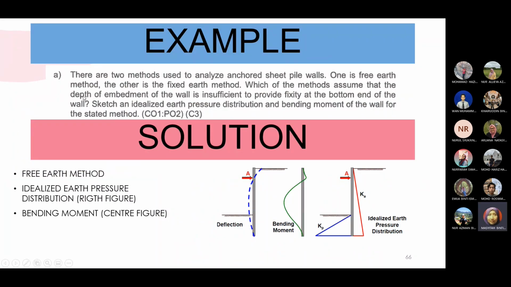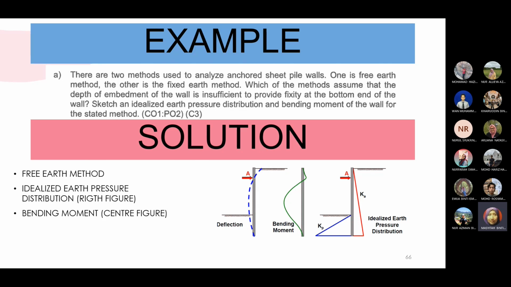Okay, for example here, there are two methods used to analyze anchor sheet pile walls. One is a free earth method, the other is the fixed earth method. Which of the methods assume that the depth or embedment of the wall is insufficient to provide fixity at the bottom end of the wall? Sketch an idealized earth pressure distribution and bending moment of the wall for the stated method. So ini antara contoh soalan yang boleh ditanya dalam final lah, part under theoretical.